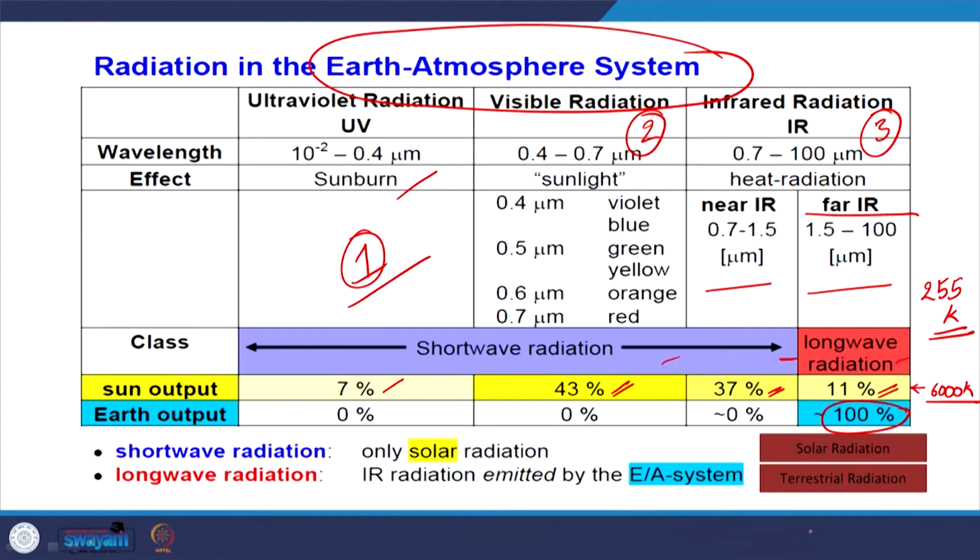Now, when you take the same example for the earth, the earth will radiate or give off its energy only in the form of infrared radiation. So, this is the short wave and long wave radiation. Solar radiation is short wave radiation, the incoming radiation. Terrestrial radiation, that is the radiation emitted by the earth, is completely long wave radiation.